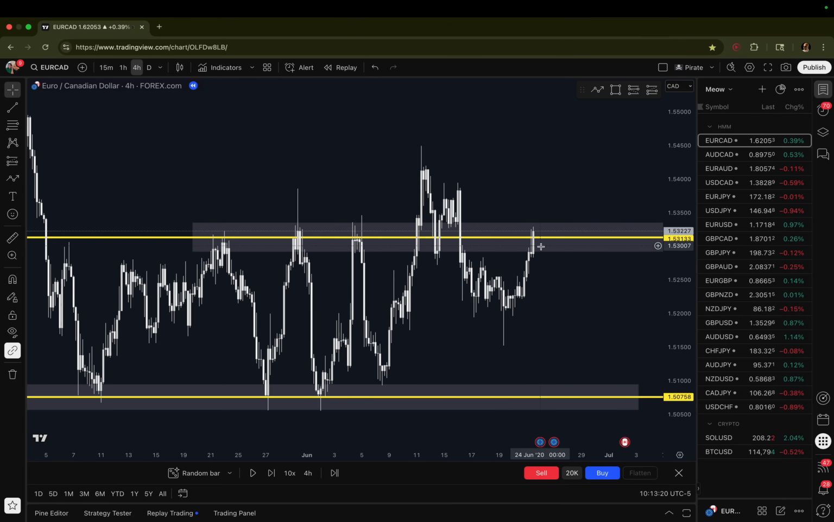So price gets up here into this zone. So now that we're here in this resistance zone, here's what we're going to do. You can pay very close attention. We're going to sell.